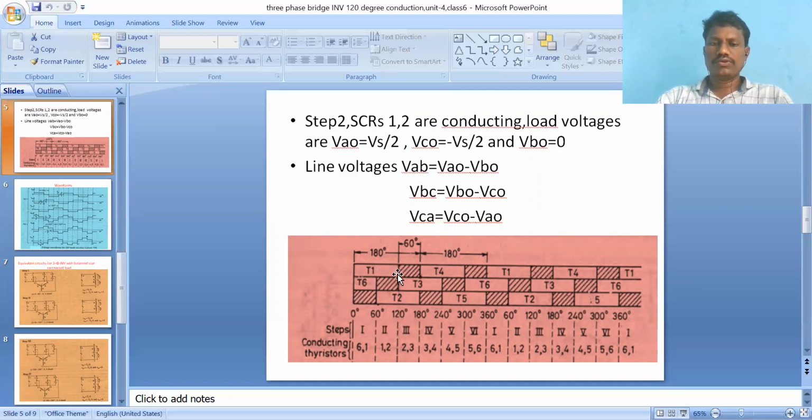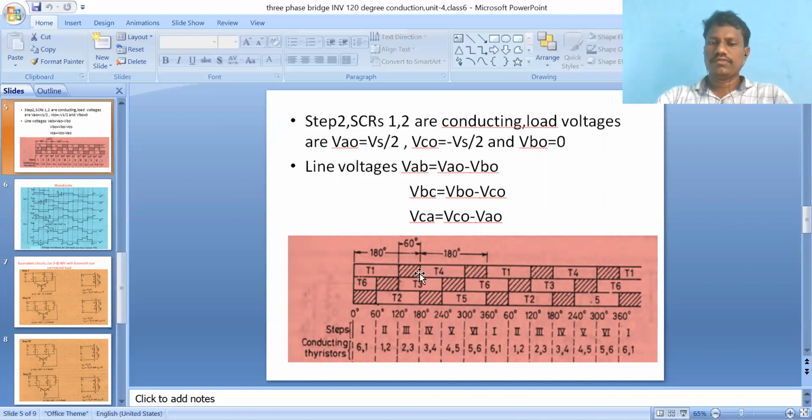So what about 120 to 180, 60 degrees? Nothing will be conducted. That is, T1, T4 will not be conducted. So from 120 to 180 no device conducts. That is shown by dotted lines. Then again T4 starts conducting. T4 starts at 180, and 180 plus 120 gives 300, so T4 conducts for 120 degrees. Again for one more 60, nothing conducts.